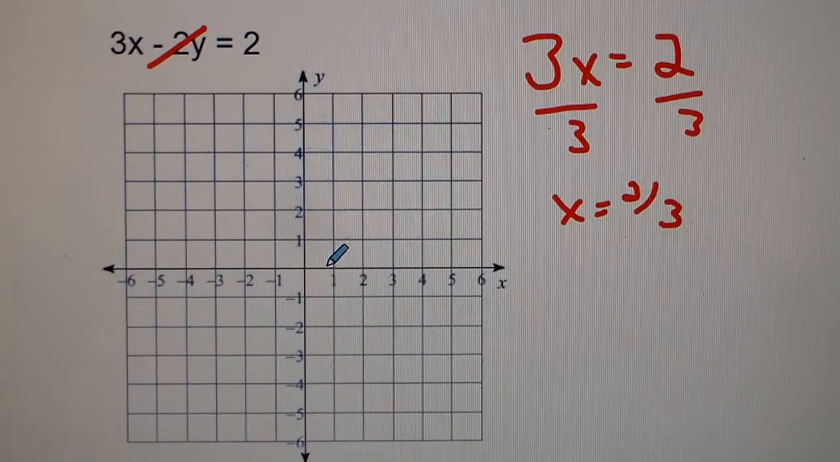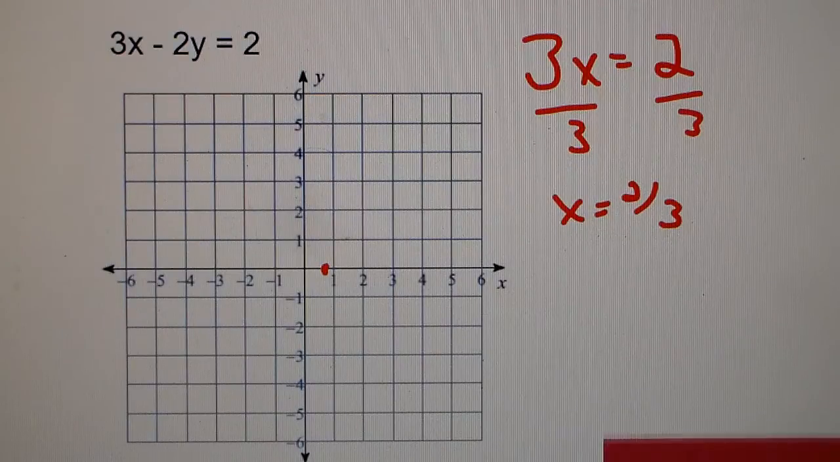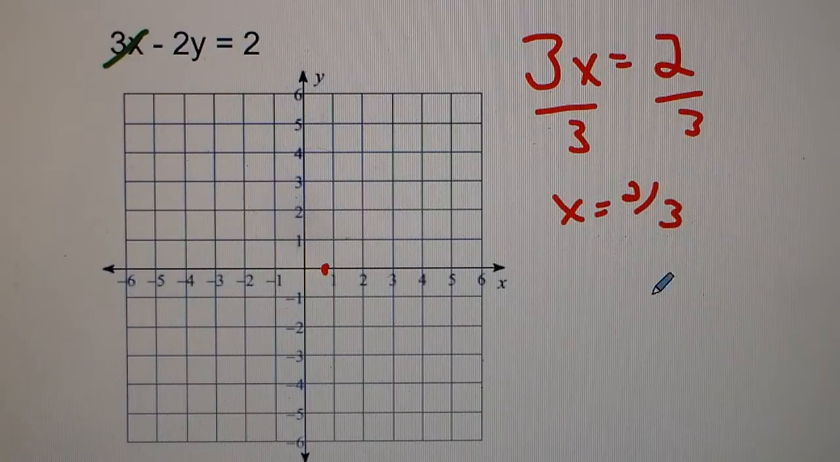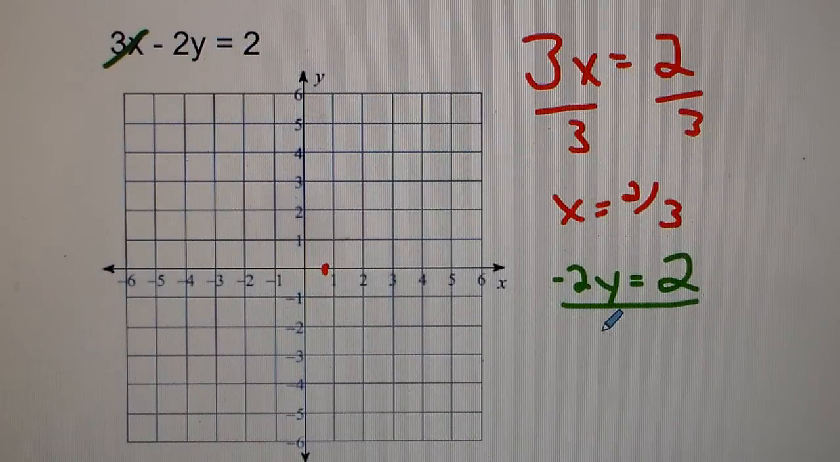So we go to 2/3 on the x-axis, and we plot a dot. Then, after we solve for x, we're now going to solve for y, which means we're also going to now eliminate the term with the x in it. And then we're going to solve for y. So we have minus 2y is equal to 2. Divide both sides by negative 2. And you get y equals negative 1. So we plot a point at negative 1.